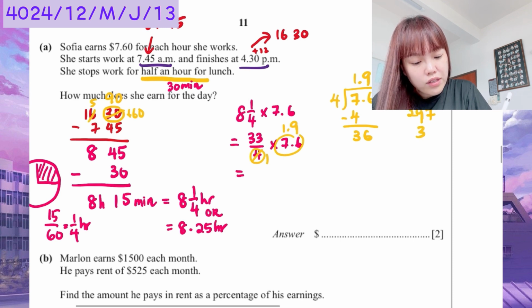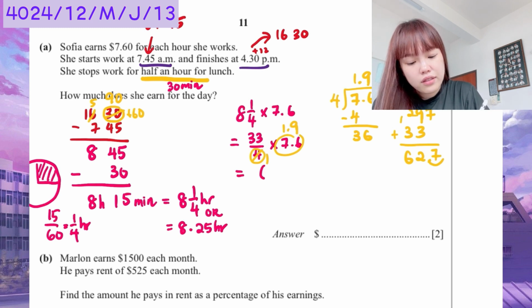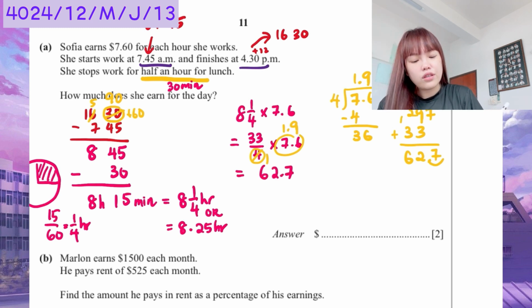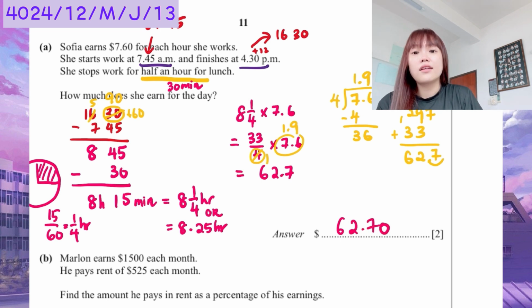This one I don't need to explain at all. I think you can do it. So it's 1 decimal place, so 1 decimal place like that. So 62.7. So she earned $62.70. Okay.